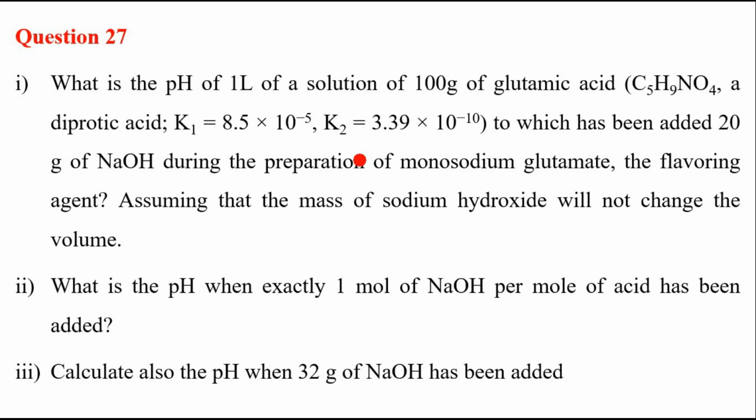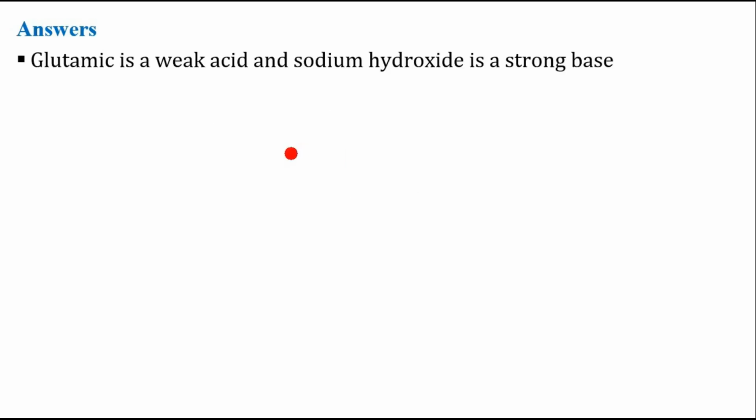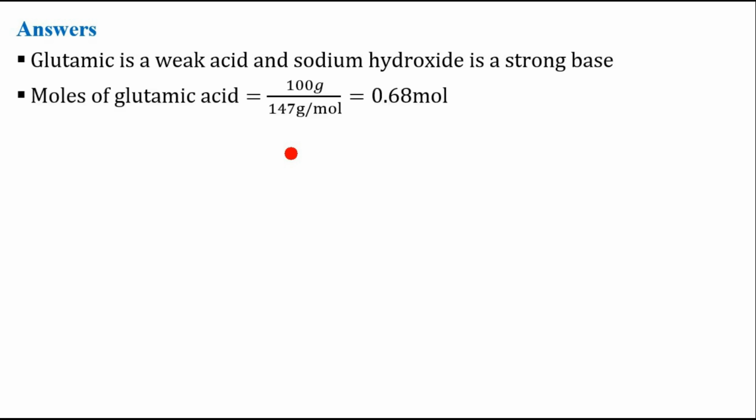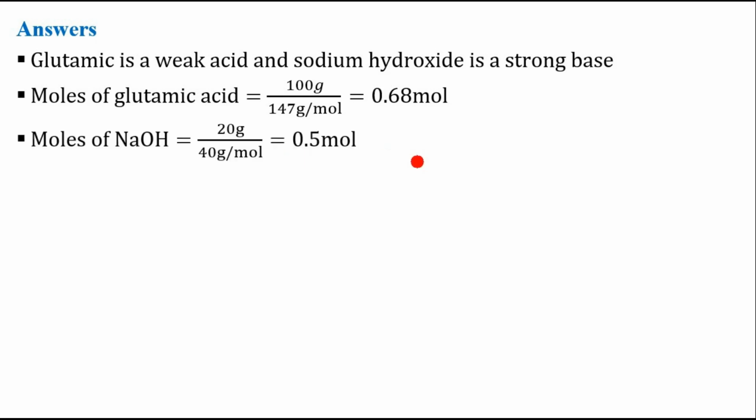Let's see the answer starting from the sub-question. Glutamic acid is a weak acid and sodium hydroxide is a strong base. We need to see the number of moles which will be remaining. You have more of glutamic acid, and here also you have more of sodium hydroxide. Now, remaining more of the weak acid, we do the difference. We remain with this one.